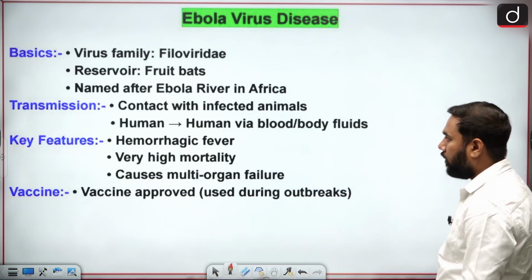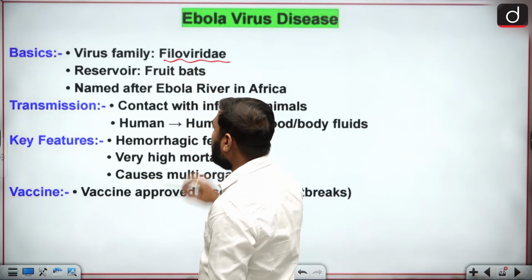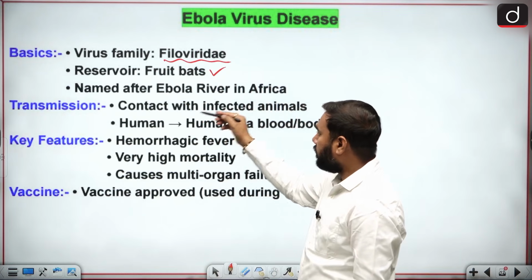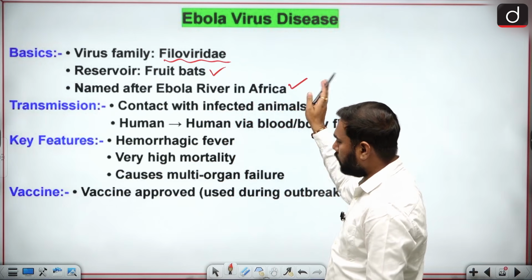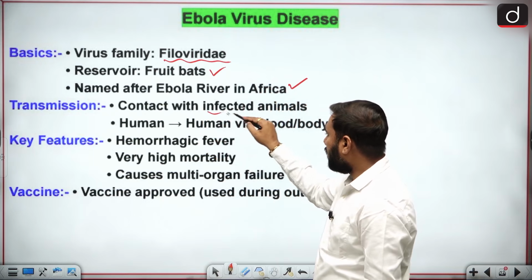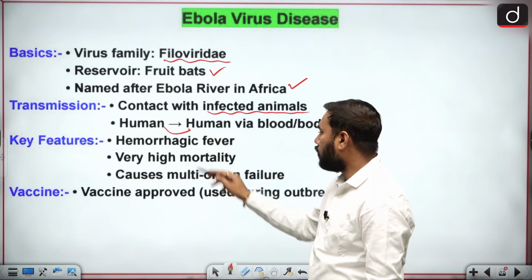Next one is your Ebola virus. So the family is again the same, Filoviridae. The reservoir is your fruit bat again, named after the Ebola river in Africa. So this is another point. Transmission is by contact with an infected animal, though this one is again transferred from human to human.